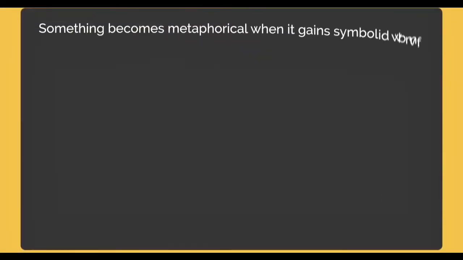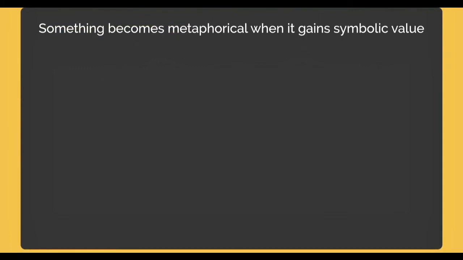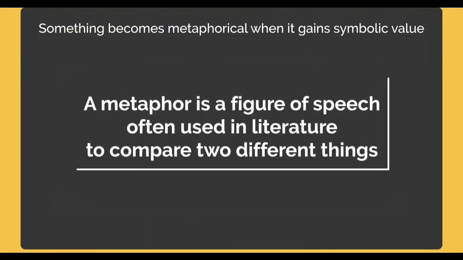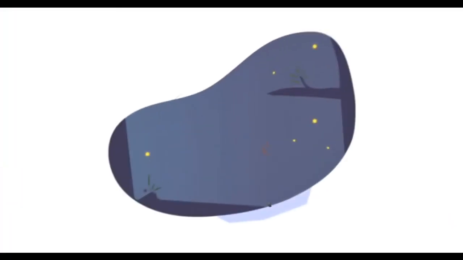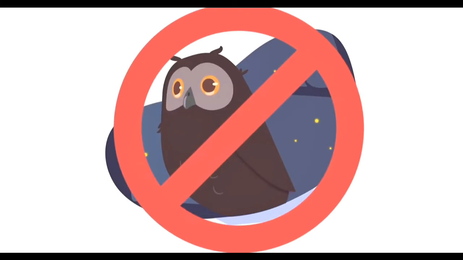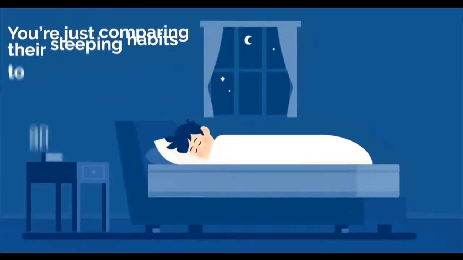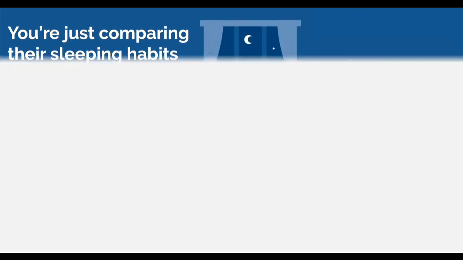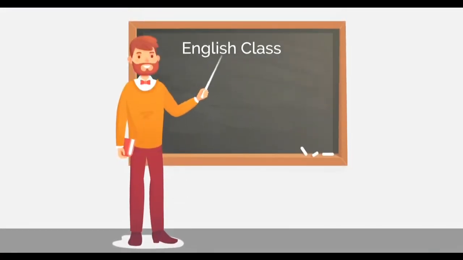Number 5, metaphorical understanding. Something becomes metaphorical when it gains symbolic value. A metaphor is a figure of speech often used in literature to compare two different things. For example, you might describe someone as a night owl. You're not saying they're actually like an owl, you're just comparing their sleeping habits to an owl's nocturnal schedule. The majority of people dismiss metaphors as some random thing that you learn in English class.